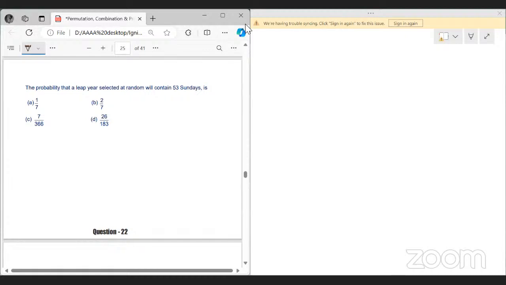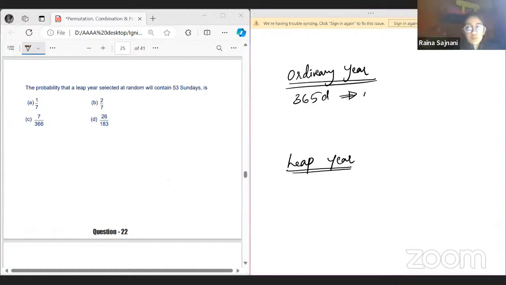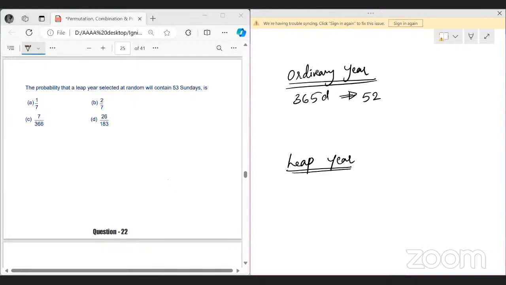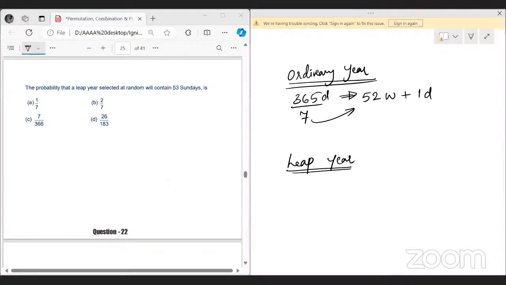You have two types of years. Ordinary year. One more is leap year. Correct. In ordinary years, how many days do you have? 365. Correct. You have 365 days, which will translate to how many weeks? 52 weeks plus one extra day, correct? Yes or no? If you have no clue how I got this 52, just divide this by 7. You'll get the quotient as 52 and the remainder as 1.